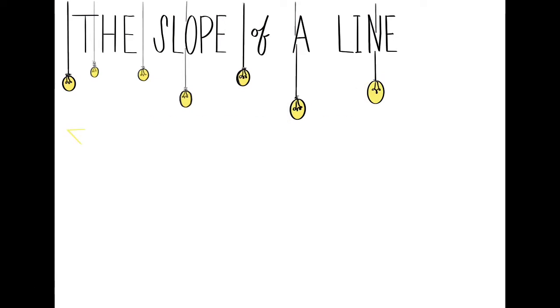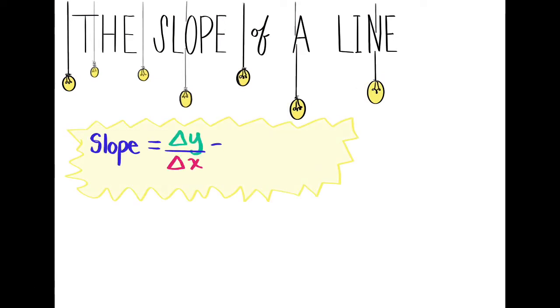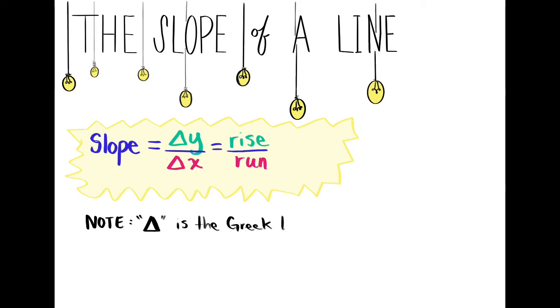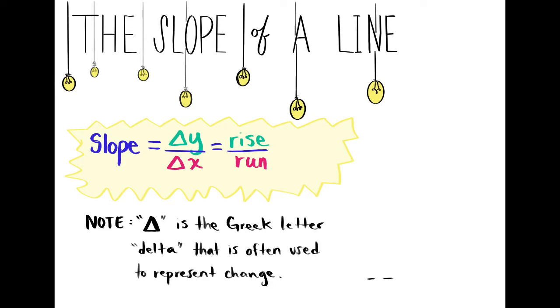Today we're going to look at the slope of a line. So we're just going to talk about what it means to have a slope. The slope is the change in y over the change in x. It's a fraction. Sometimes we'll refer to it as the rise over the run. That little triangle is actually a Greek letter called delta. This symbol, the little triangle, means change. So it's the change in y over the change in x.